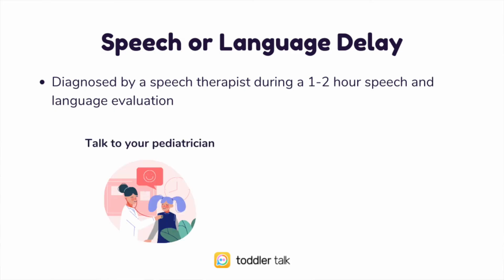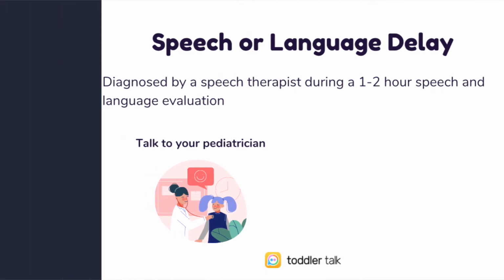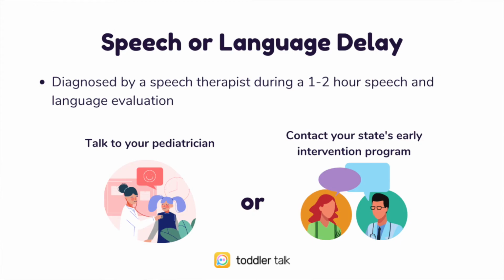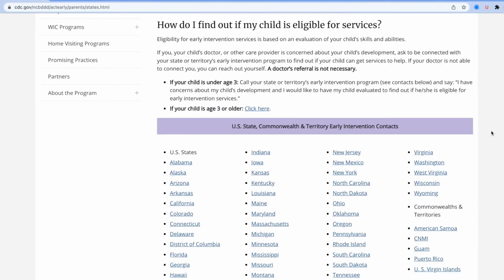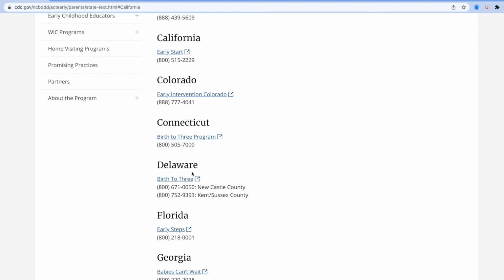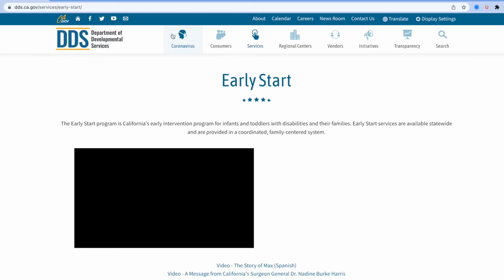In order to set up an evaluation to qualify for speech therapy, you would start by talking to your pediatrician if you'd like to go through your insurance company, or by calling your state's early intervention program to see what free resources may be available to you. I've linked the CDC website below where you can find your state's early intervention program in case you're interested.